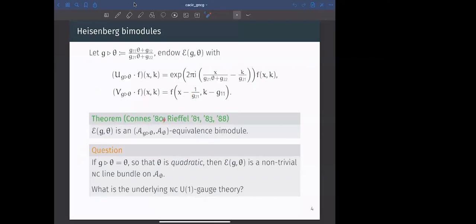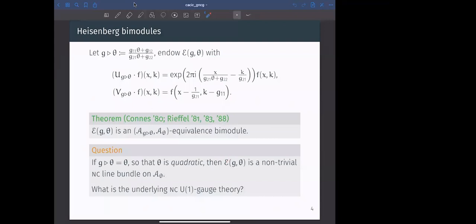And now what Cohn proves in his Comptes Rendus, and what fits into some general theory of Rieffel, is that this is an equivalence bimodule from A sub g·theta on the left to A theta on the right. So note what happens when g stabilizes, when g fixes theta. This is the case where theta is quadratic. Then you can view this Heisenberg bimodule as a non-trivial line bundle on this irrational non-commutative two-torus.